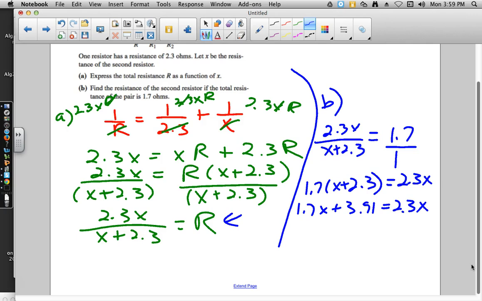Then I would subtract the 1.7x from both sides and divide by 0.6. And I would get 6.517 ohms. Now let's check and see if that was all we had to do for that one. Find the resistance of the second resistor if the total resistance of the pair is 1.7 ohms. That's it, 6.517 ohms.